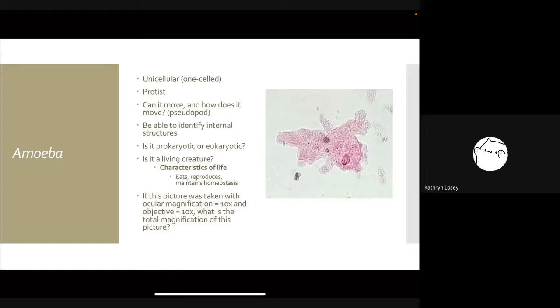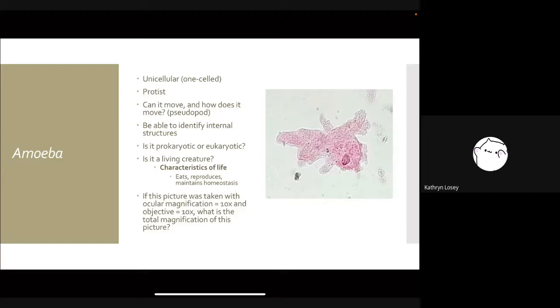It has a pseudopod, so we could say that this is a pseudopod, and this kind of engulfs its food. So it's going to pull this in this way and pull it in, but it also uses this as kind of like an anchor. So it might protrude out this way, and then the whole amoeba would move in that direction.